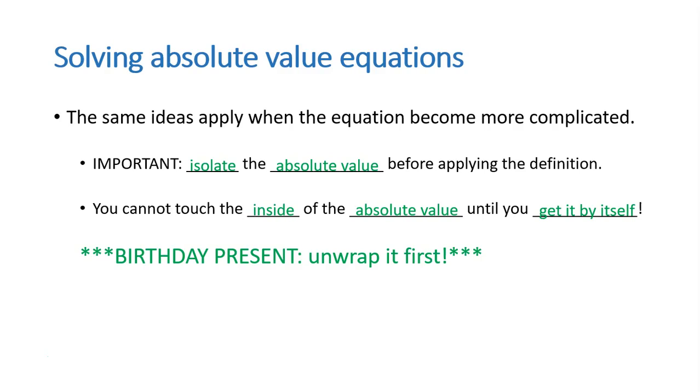All the wrapping paper has to come off first before you can open the box. In other words, before you can split up the absolute value. And then, and only then, can you actually get into the box and start to enjoy your gift, which in this case is the number we're solving for.